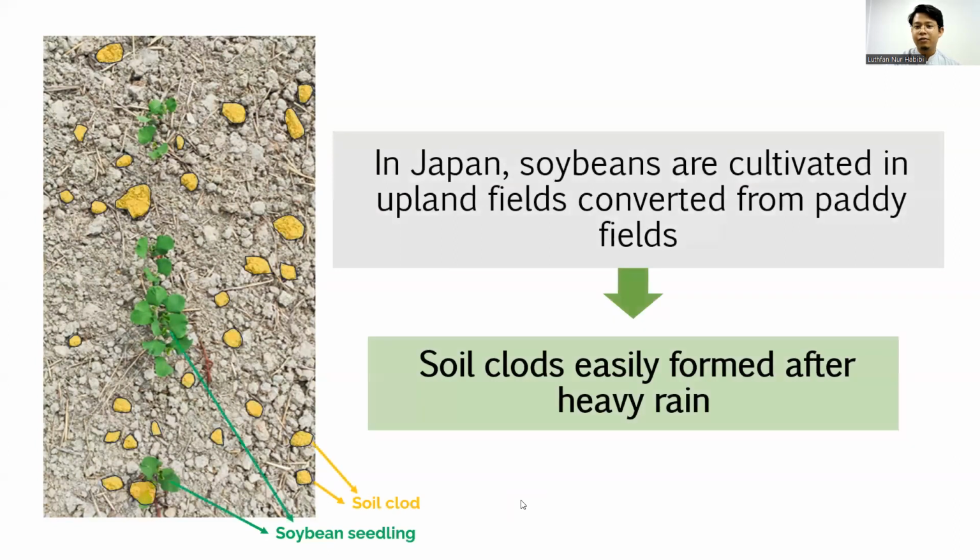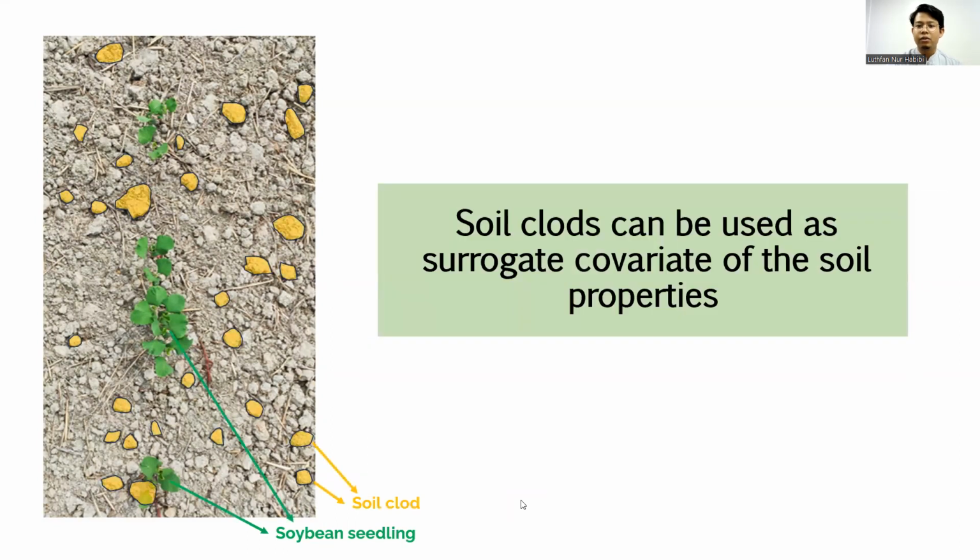However, soil clod easily forms in the field right after the heavy rain, and we hypothesize that this could affect both seedling establishment and final yield. Thus, in this study, we try to utilize the soil clod presence information as a surrogate covariate of the soil properties in investigating yield performance.